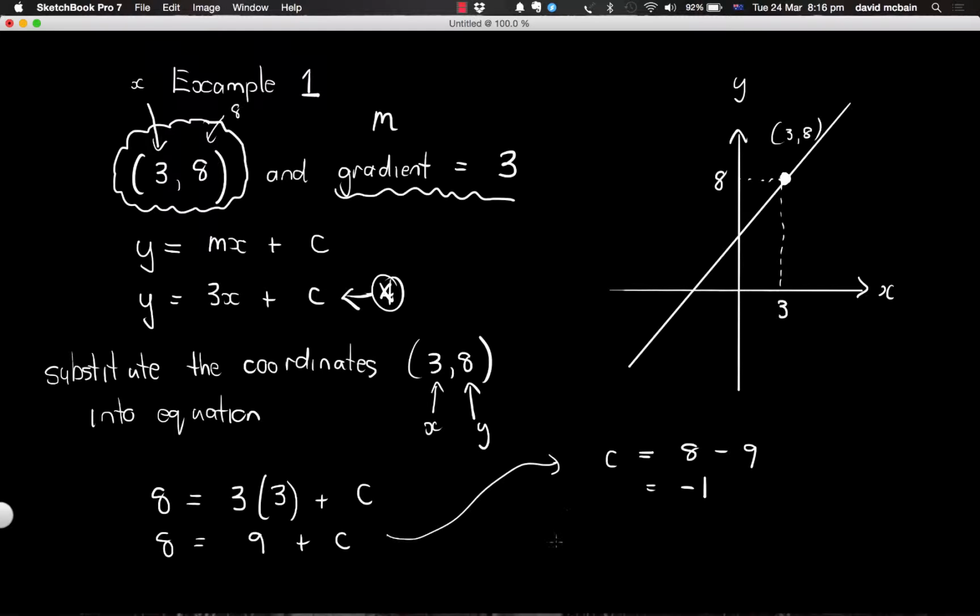So finally, our equation, which is what we were trying to find in the first place, is going to be y equals 3x. We knew they had the gradient of 3, so y equals 3x. And we now know that the y-intercept is -1, so it's -1. So clearly, my graph was a little bit wrong, because I should have thought this through.